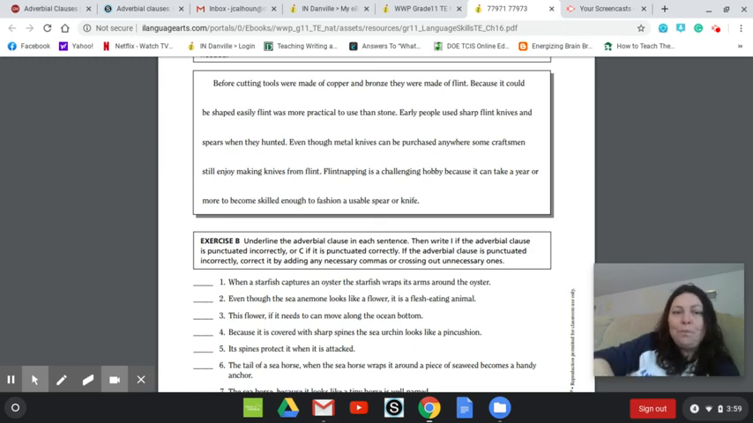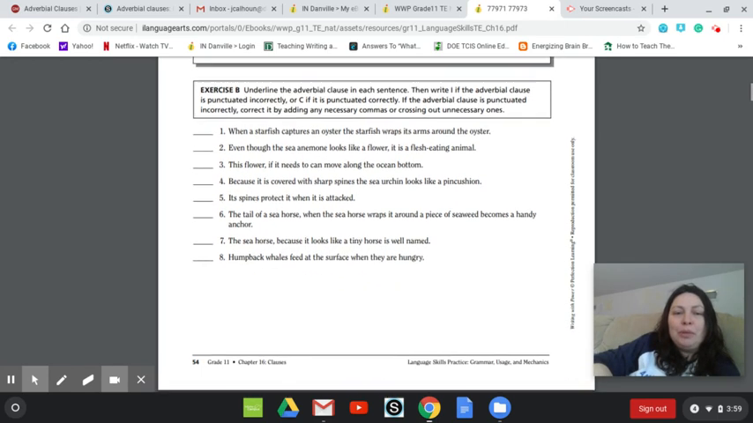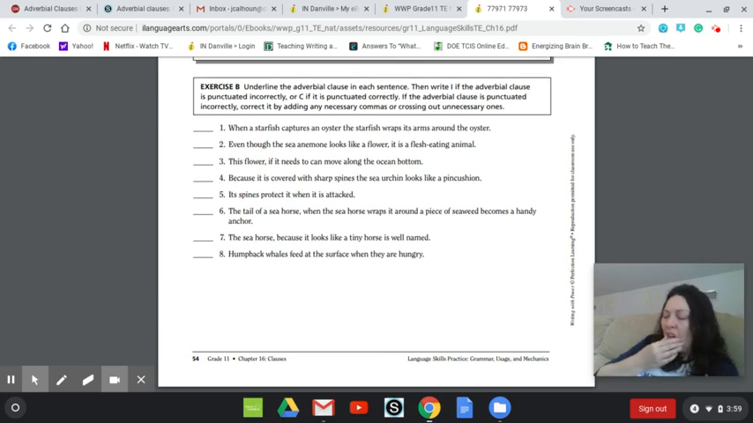All right. Let's take a look at exercise B really quickly. We'll just do this one together, and then I'll let you go. "When a starfish captures an oyster," that's an adverbial clause, and we need a comma after oyster. "Even though the sea anemone looks like a flower, it is a flesh-eating animal." That first clause is a dependent adverbial clause, and the comma is exactly correct.